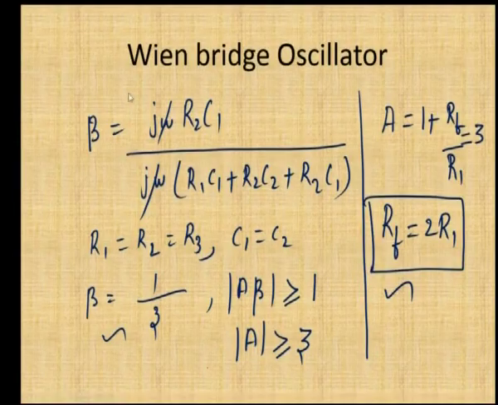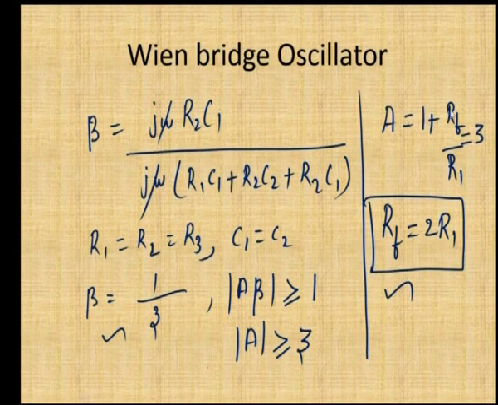The imaginary part of beta is taken, and after cancelling out and considering that all the resistors are equal and all the capacitances are equal in this equation, you will get beta equal to 1 by 3. And if beta is 1 by 3, the value of A must be greater than or equal to 3, and this is for the operational amplifier formula.